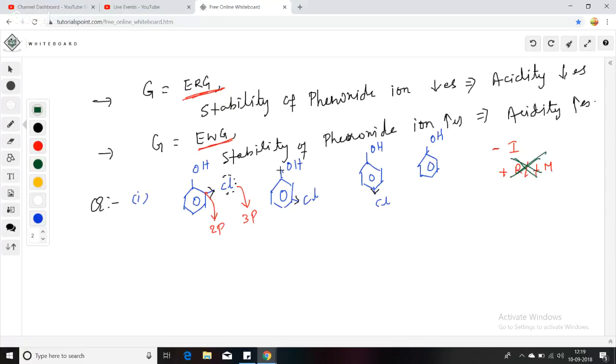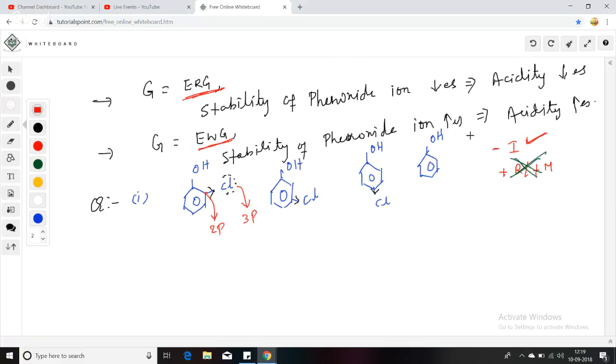If you have fluorine present here, then this plus R and plus M will be dominant, because fluorine has 2p orbital, carbon has 2p orbital, so both orbitals are comparable, so resonance effect is possible there. Okay, so now we consider only the I effect, and that is minus I effect. Minus I effect is electron withdrawing, and it is distance dependent also. The closer it is to the OH group, the more will be its effect.